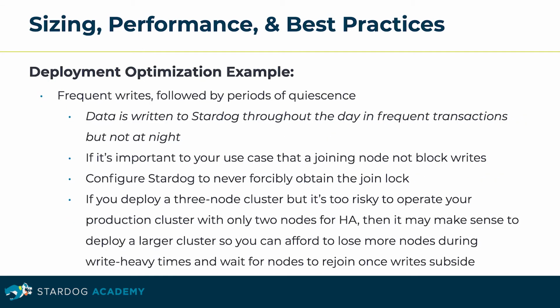Now, we may also have a situation where throughout the business day, data is constantly being written to Stardog. But then after the business hours, there's not much activity at all. So in this use case, we want to make sure that we don't have our joining nodes blocking any writes. So we can actually configure Stardog to never forcibly obtain a join lock. And if you need to, it may make sense in this case to deploy a larger cluster so you can afford to lose more nodes so you can keep up the level of service for the clients.